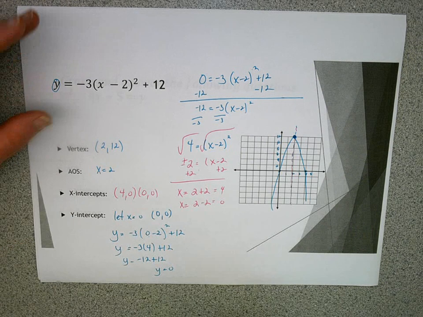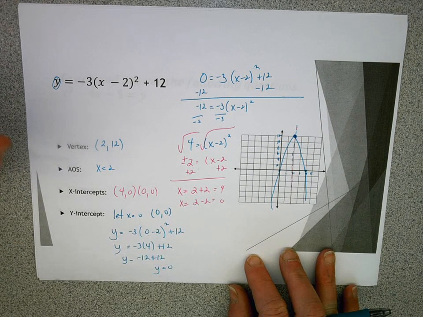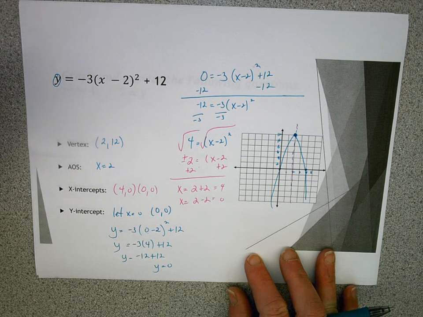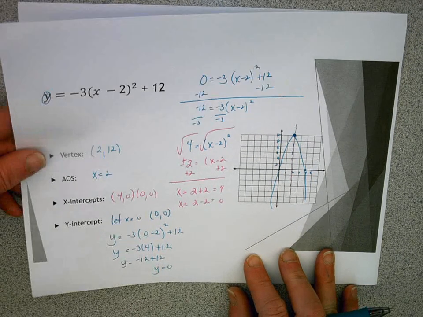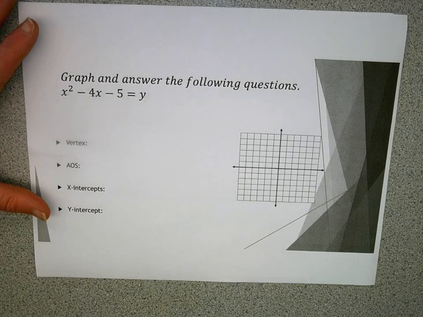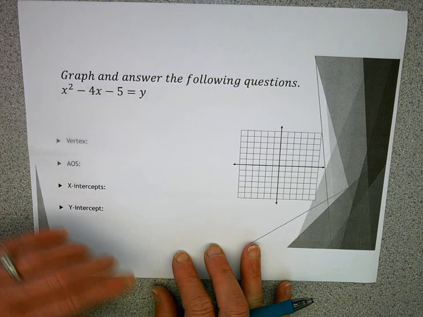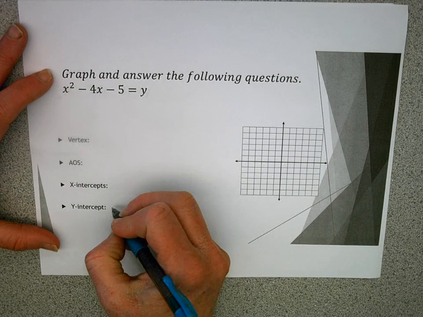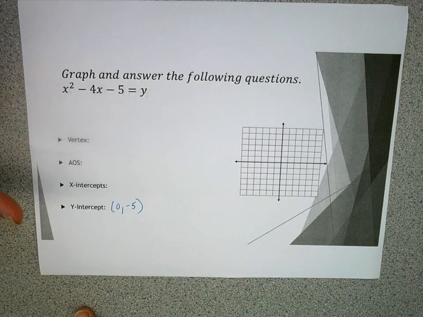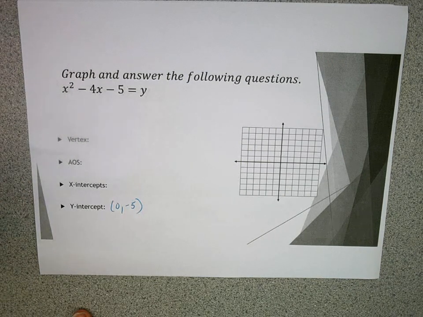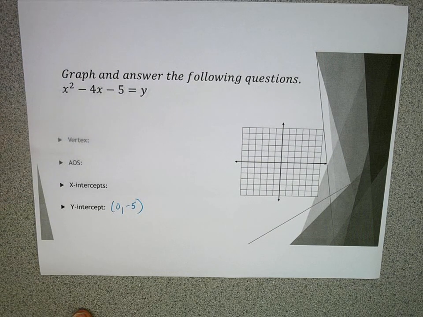Okay, we're going to go through every scenario. Remember, there's vertex form, standard form, and factored form. Okay, so let's go to the next one. The next one is in standard form. So really hard, only thing I can tell is the y-intercept is (0, -5). That's the only thing I can tell on this graph right now. I can't see anything unless I factor it or complete the square. And it's up to you what you want to do.